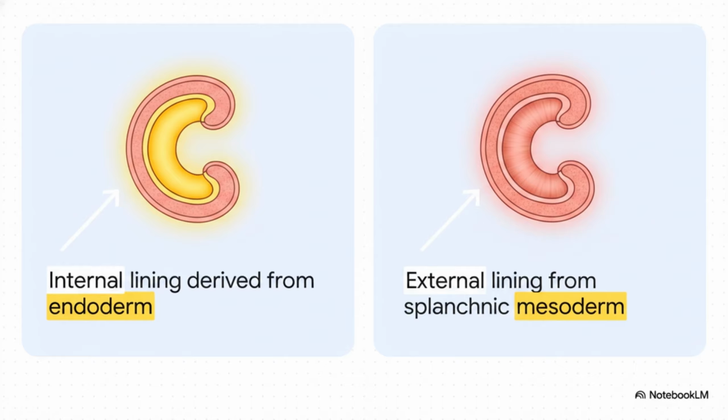And you absolutely need to know which embryonic layers form which part of the gut. This is extremely high yield for exams. The internal lining of the primitive gut tube is derived exclusively from endoderm. That endoderm becomes all of your future epithelial linings. Conversely, the external lining comes from splanchnic mesoderm. This mesodermal layer is what develops into the future musculature of the gut wall, as well as the visceral peritoneum that wraps right around it.